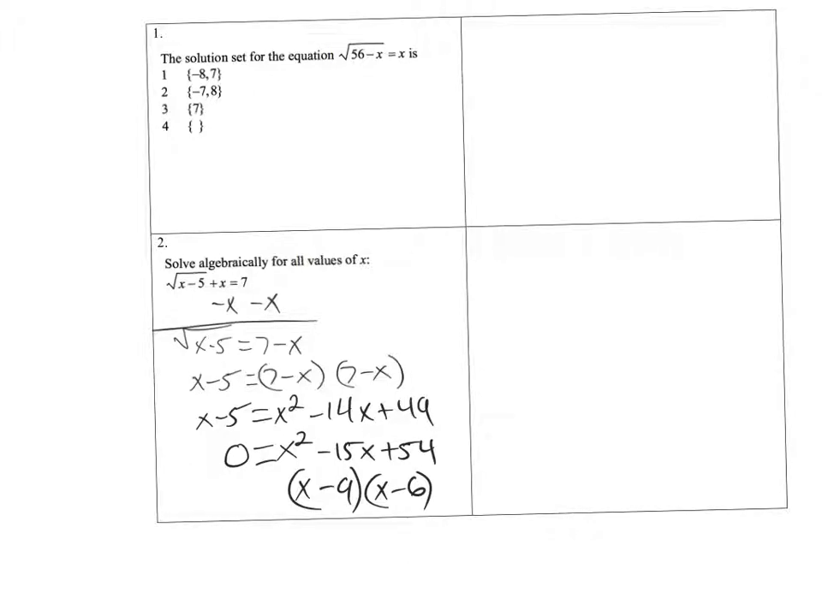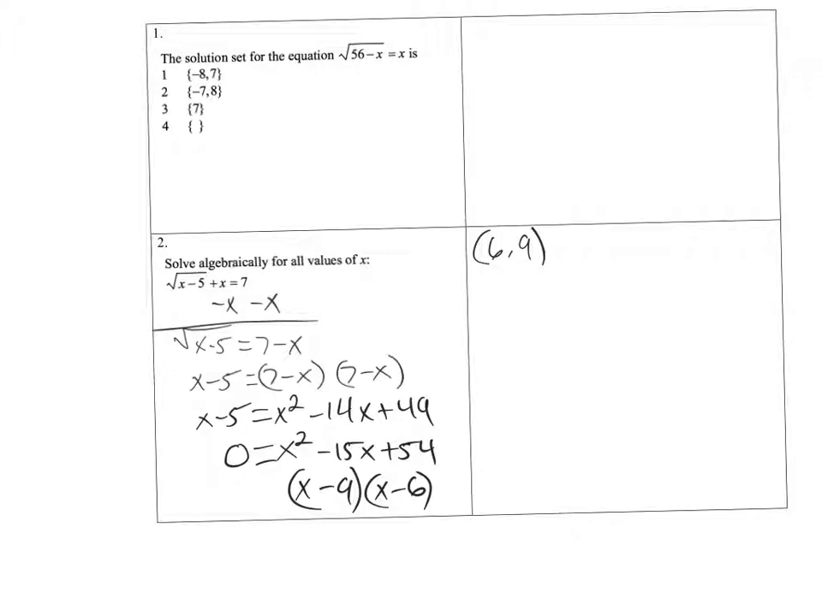Because our roots cannot be in the form of x minus 9 and x minus 6, we have to change it to 6 and 9 only, because those are the roots. Now we have to plug in 6 and 9 into the equation to see if either one of these numbers is extraneous. So we'll be doing 6 first.